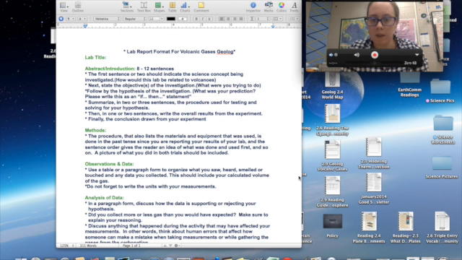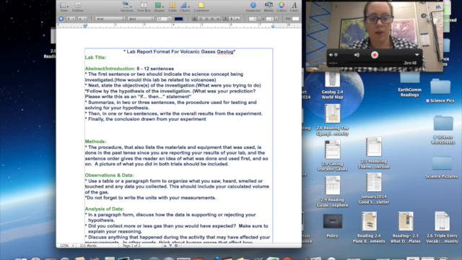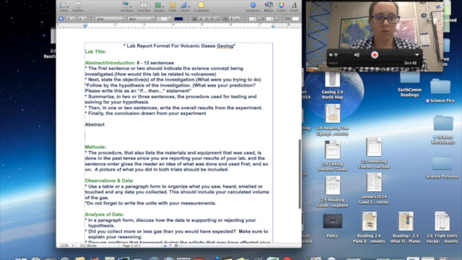Your abstract and introduction is going to be about 8 to 12 sentences. And at the very beginning, you are going to put a title above your abstract. So abstract. Hit return a couple times. And then first you're going to look at that first sentence or two. It should indicate the science concept being investigated. So how would this lab relate to volcanoes? And you would write that right below the abstract.